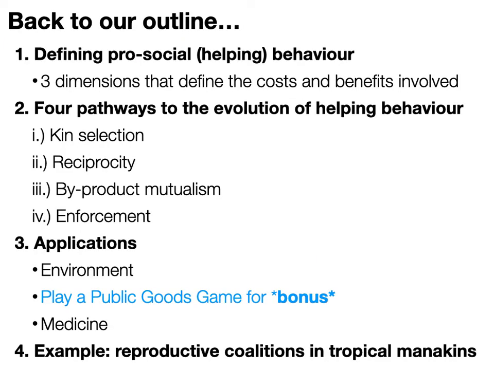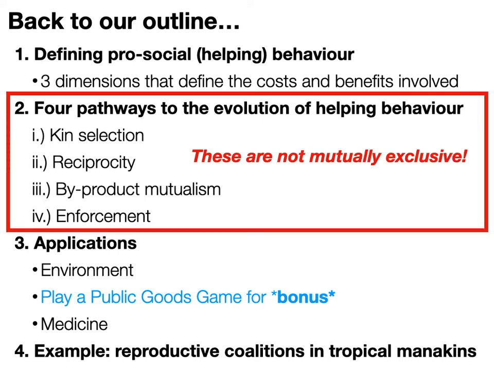Okay, coming back to our outline, I just want to take this opportunity to remind you that these evolutionary pathways that we've covered now to helping behavior are not mutually exclusive. Any one species can have more than one of these mechanisms occurring.